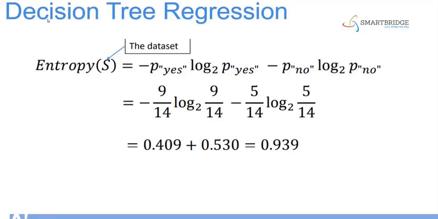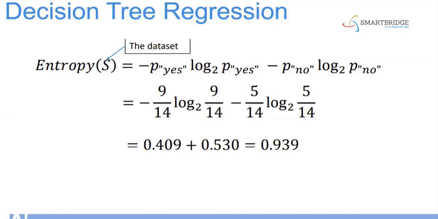Cool. Now, whenever you substitute all these things, you get 0.409 plus 0.530. So that becomes 0.939. So the disorderedness of the data is high, because here we have yeses and nos together, right? So now you have to separate the data set into pure sets. That means homogeneous sets.